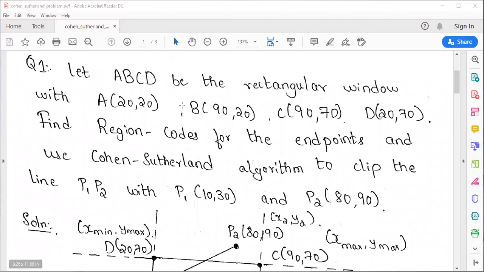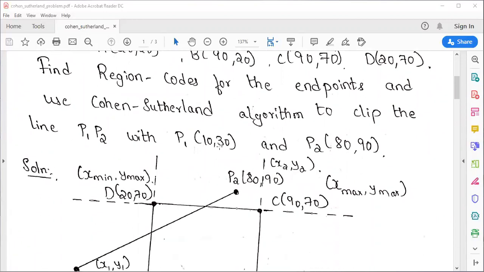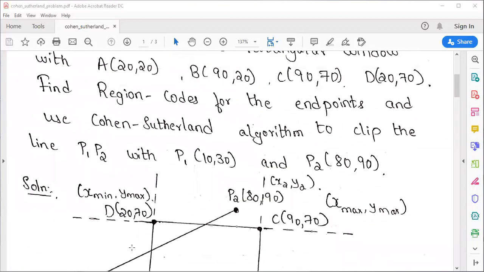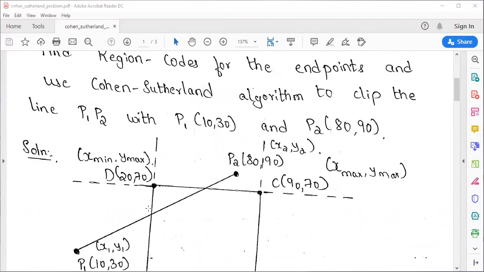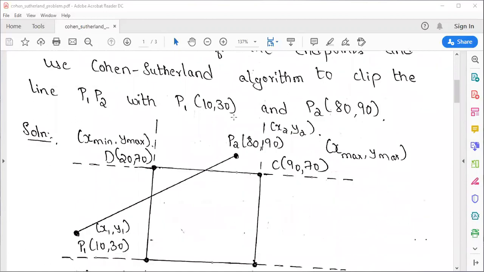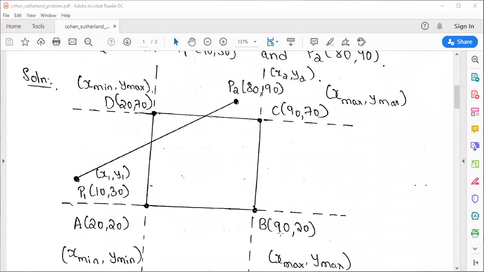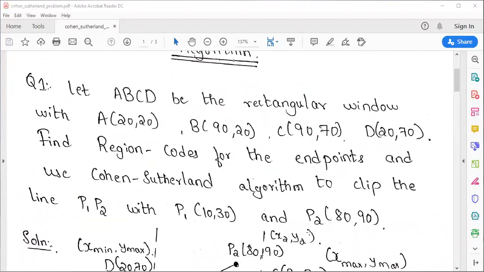So solution, first we have to plot the window. So what is the point A? Point A is (20,20), right? So I have taken the point A as (20,20). The second point B is (90,20), right? So B has x-axis 90, y is 20. So point B is (90,20).